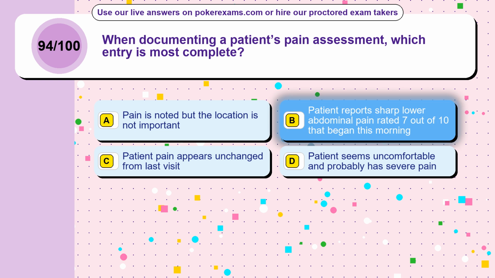The correct answer is option B. Patient reports sharp lower abdominal pain rated 7 out of 10 that began this morning.